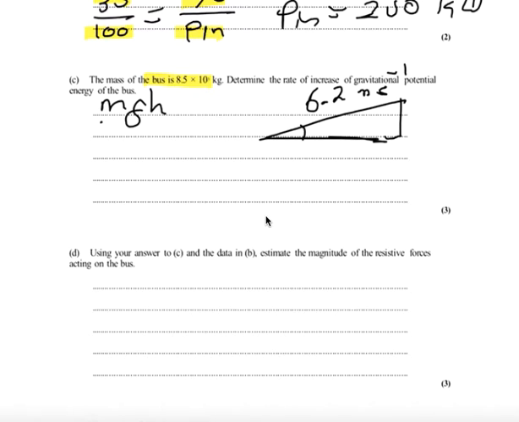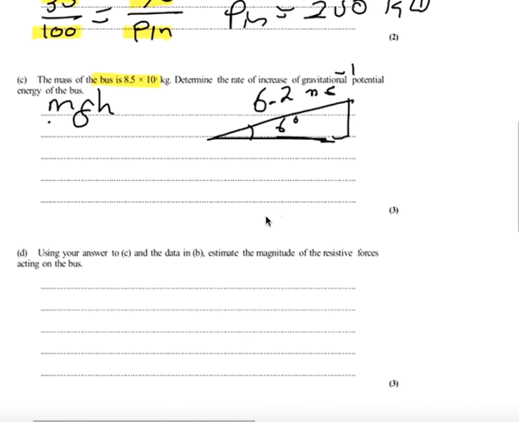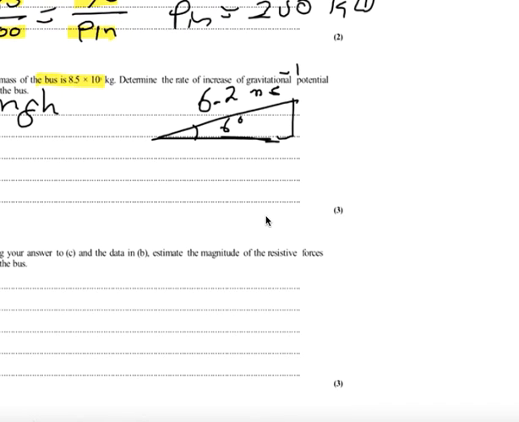And we know that the slope is 6 degrees. Using that information, we can actually find the vertical component of this triangle, which tells us the rate at which the bus gains height. That's 6.2 sine of 6 degrees, which works out to 0.6481.